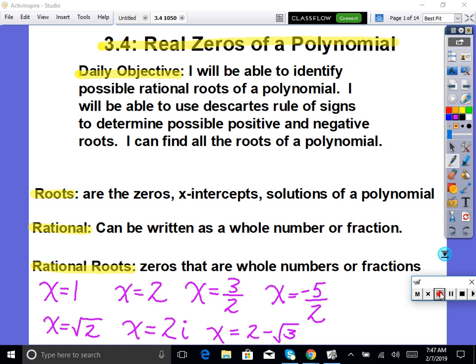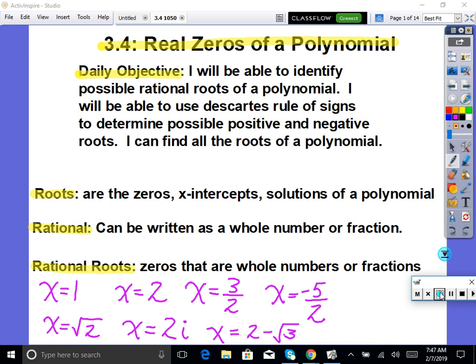Now, rational means it can be written as a whole number or fraction. That's by definition what a rational is, a whole number or fraction. So what we're doing today is focusing on rational roots. That means we would be focusing on zeros or solutions that are whole numbers or fractions only. Does everybody see what I'm saying? Rational roots. Whole numbers or fractions only. That's our focus today.